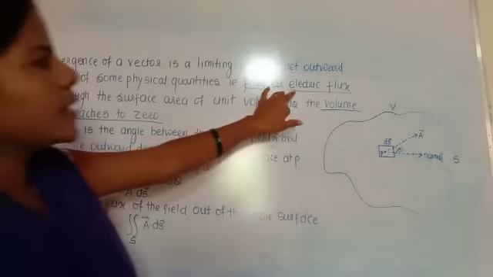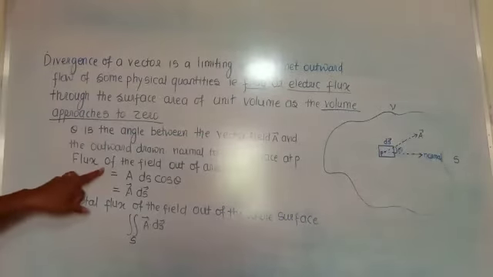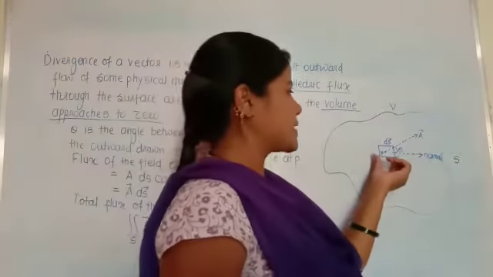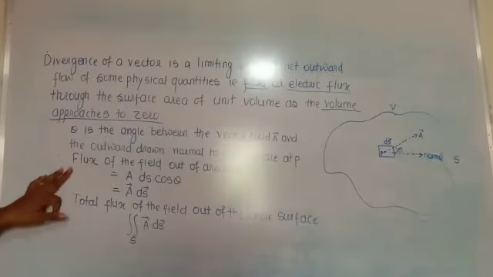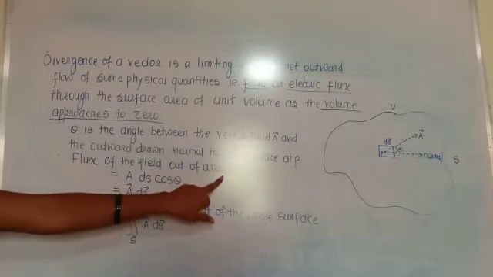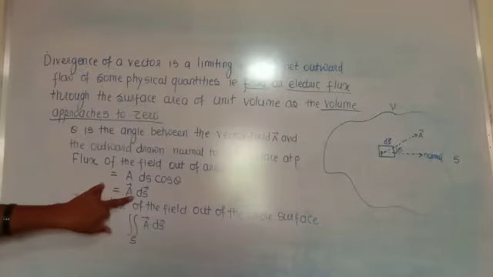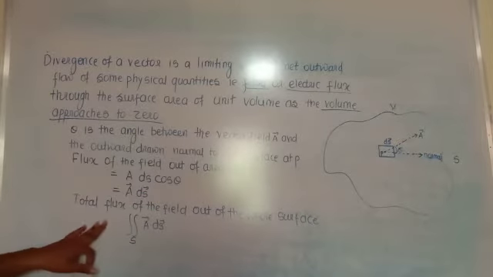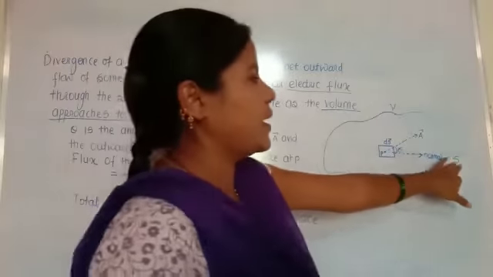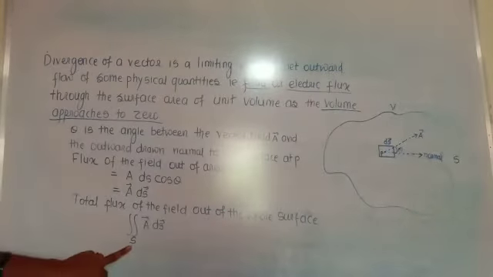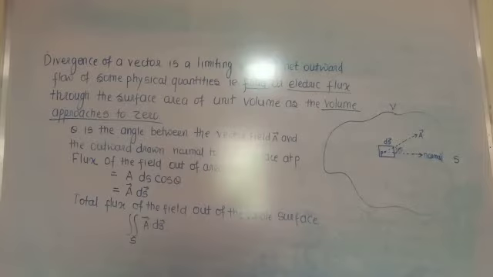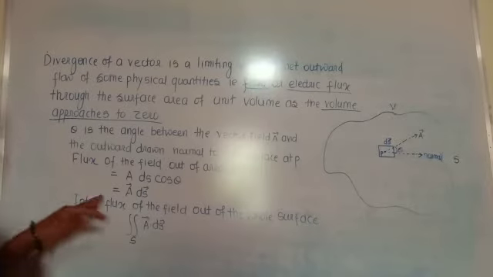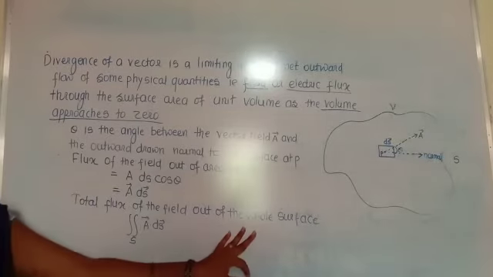Then, if we are considering the electric field, we are calculating the flux of the vector field A out of the area ds. So we get the value A dot ds, and the total flux of the field out of the whole surface S is the resultant, that is, the surface integral of A dot ds. So here we are calculating the total flux of the field out of the surface area.